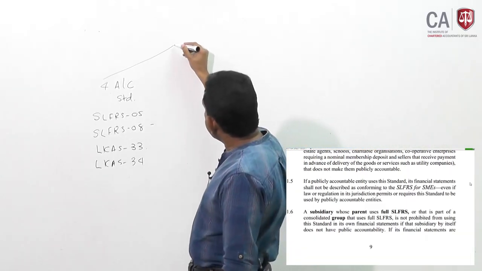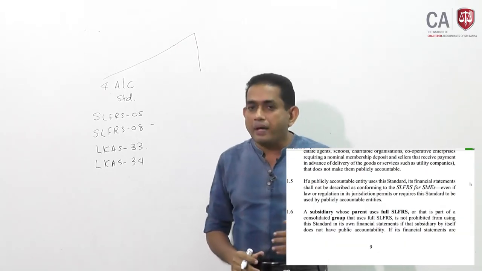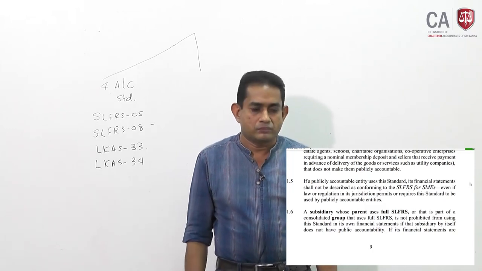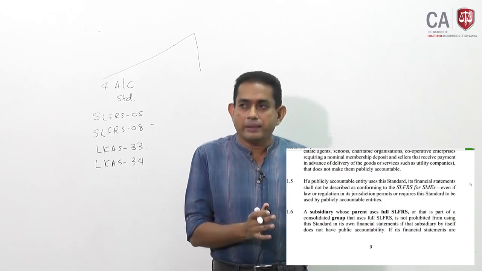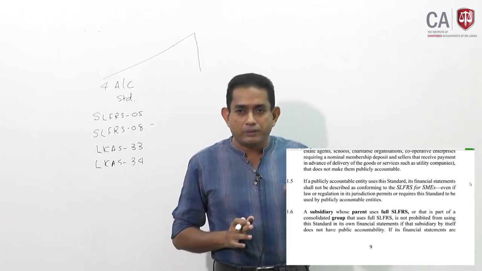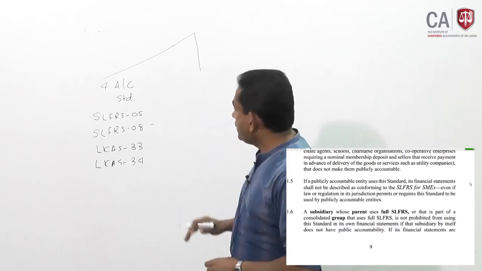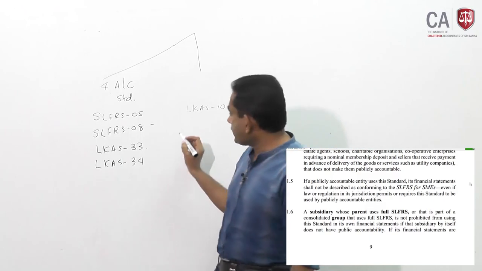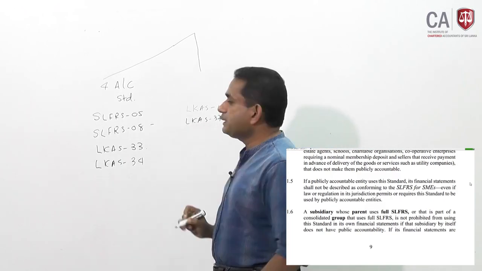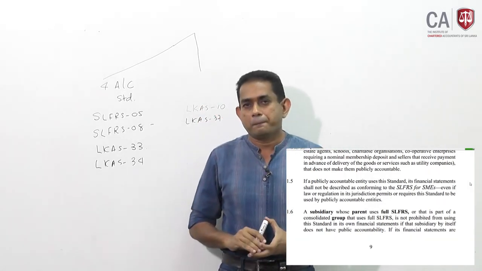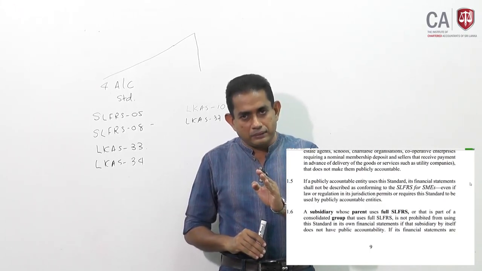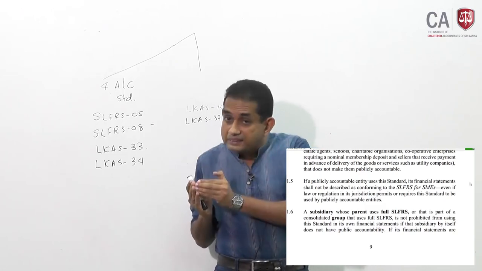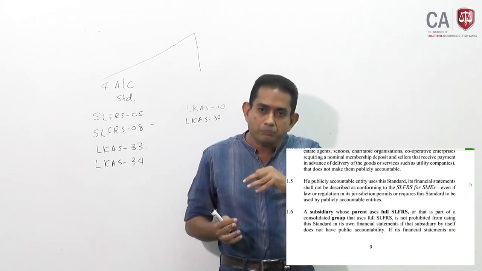Then, there are two accounting standards that apply as they are for SMEs as for other specified business enterprises. There are two accounting standards which apply for SMEs as they are, without being summarized, without being simplified. There are two standards you need to remember. One is LKS 10, events occurring after the reporting period. Second, LKS 37, provisions, contingent assets and contingent liabilities. Those are the full SLFRSs; the contents of full LKS 10 and LKS 37 apply as they are, without being simplified for SMEs.